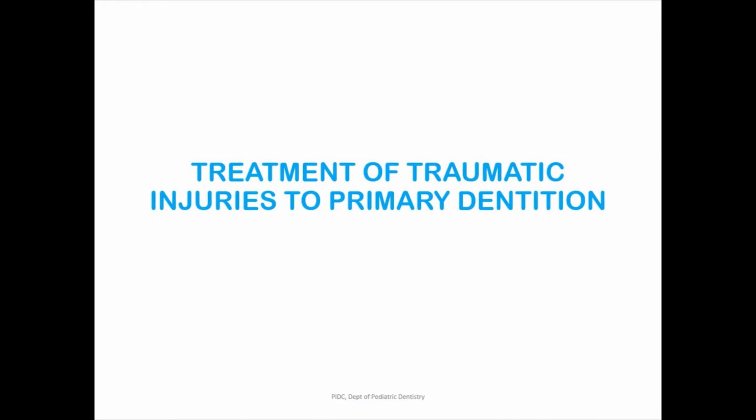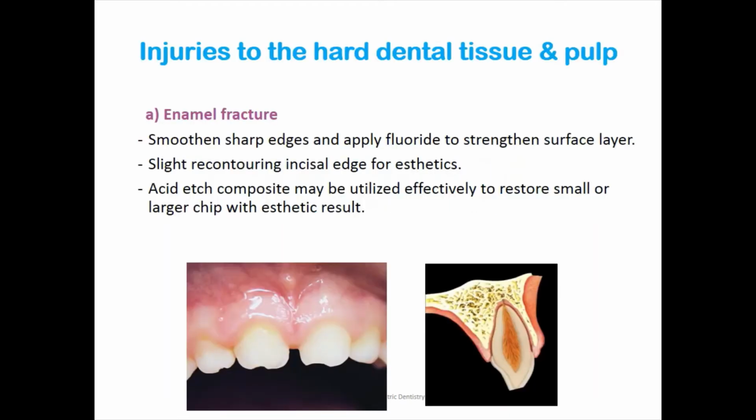So moving on to the treatment of traumatic injuries to the primary dentition. The first type of injury is injuries to the hard dental tissue and pulp, the first one being the enamel fracture. An enamel fracture is any chipping of the incisal edge, as you can see in this picture, in 5-1 and 6-1 and even 5-2. In this type of case, we have to smoothen the sharp edges and apply fluoride onto the surface. We can do slight recontouring of the incisal edges for aesthetics.